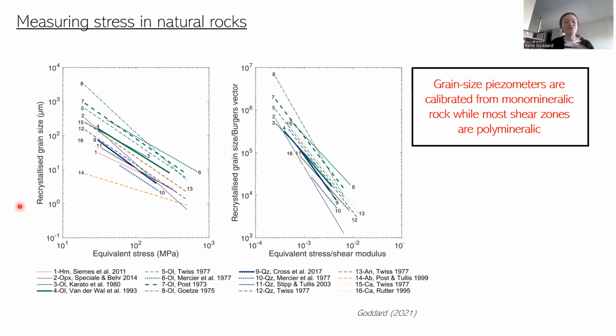And you should point out that if you're going to use piezometry, grain size piezometers can only be applied to recrystallized grains. So they're the newly fresh, undeformed grains within a rock, and you can't really use them on rocks that have experienced a little bit of deformation and therefore have slight intercrystalline rotations.